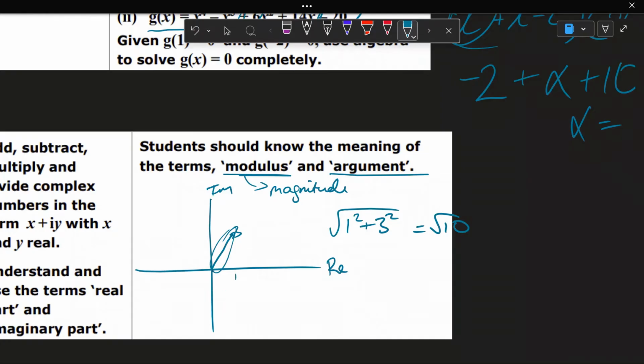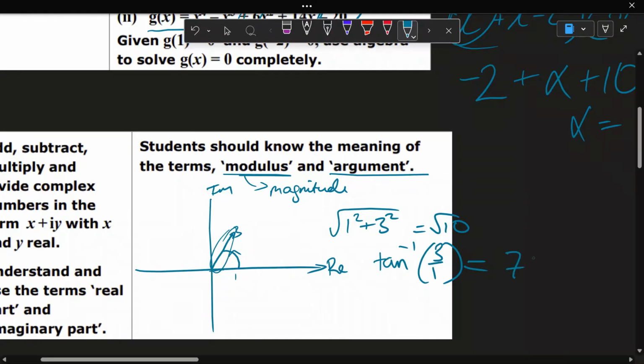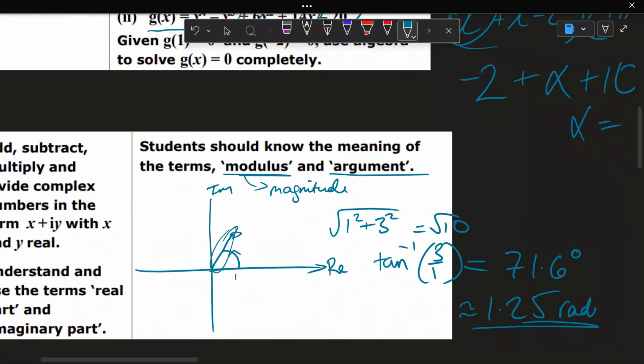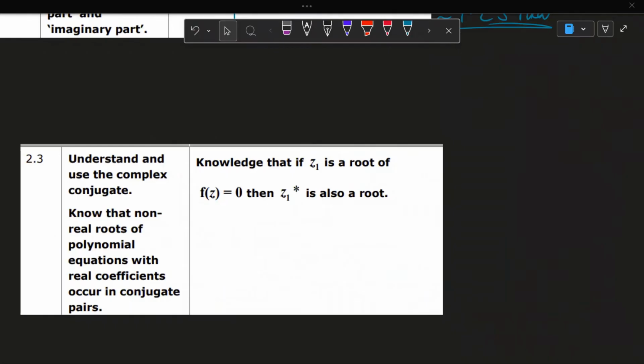The argument would be this angle from the horizontal, the real axis, to whatever we have here. You would recognize this as tan inverse of 3 over 1, which is 71.6 degrees, or the better way to put it, 1.25 radians. In Further Maths you use radians. This thing right here is called an Argand diagram, which we'll see in the next chapter.